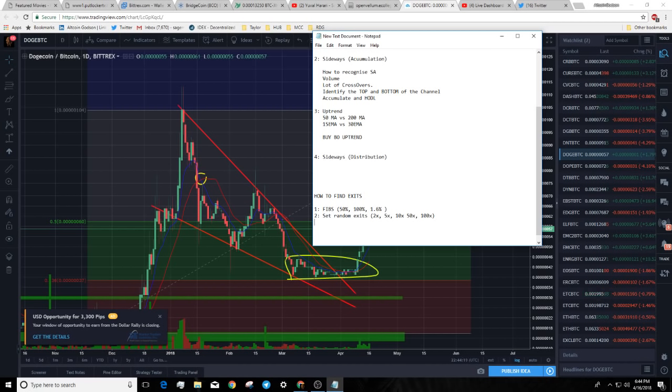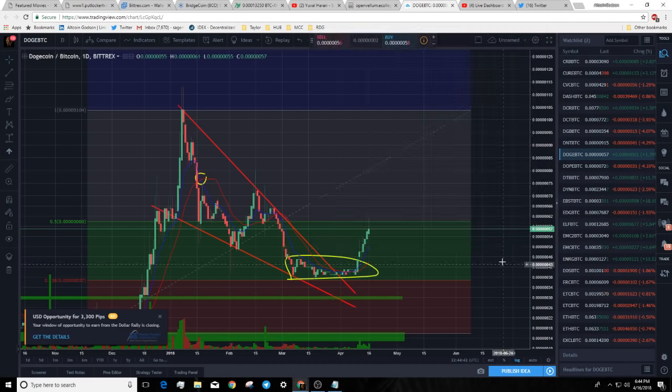Other things you could use to decide exits: you can use candle patterns, which I haven't talked too much about because it's a bit more complicated, and there's a lot to learn there. Both candle patterns and chart patterns, as an exit strategy. See, I can't even spell anymore. So yeah, candle patterns and chart patterns.